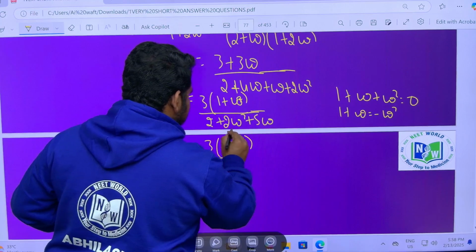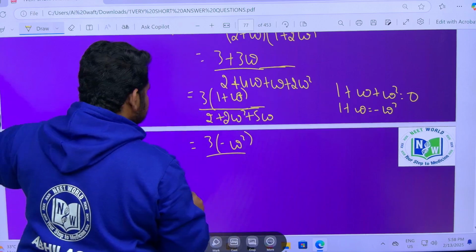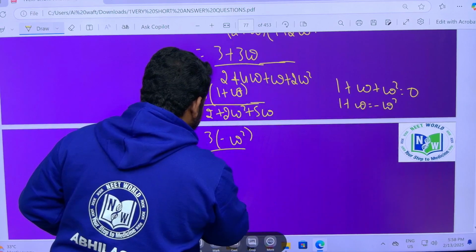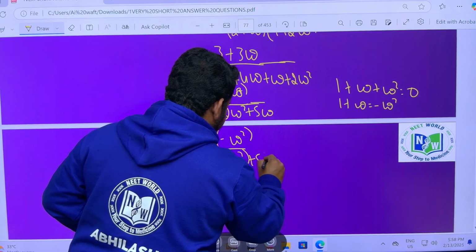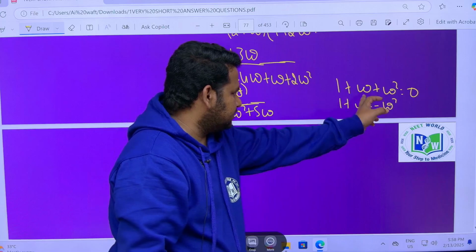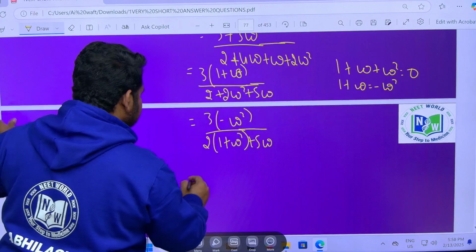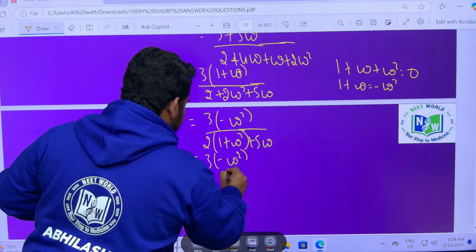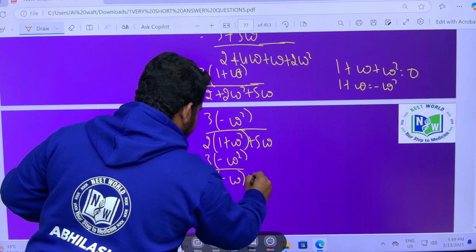So 2 plus 2 omega square, see here friends, will be 2 into 1 plus omega square plus 5 omega. And 1 plus omega square is what? 1 plus omega square will be equal to minus omega. So this will be 3 into minus omega square, divided by 2 into 1 plus omega square, which is minus omega, plus 5 omega.